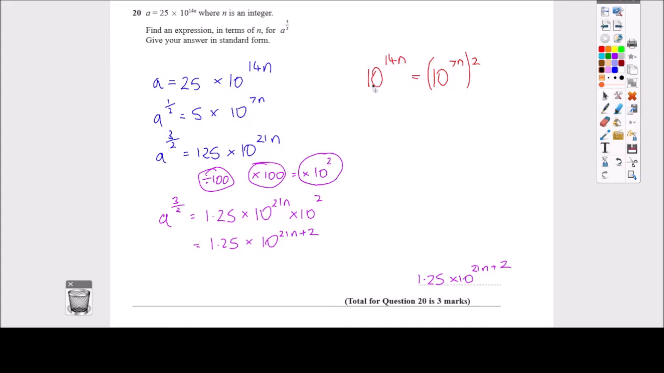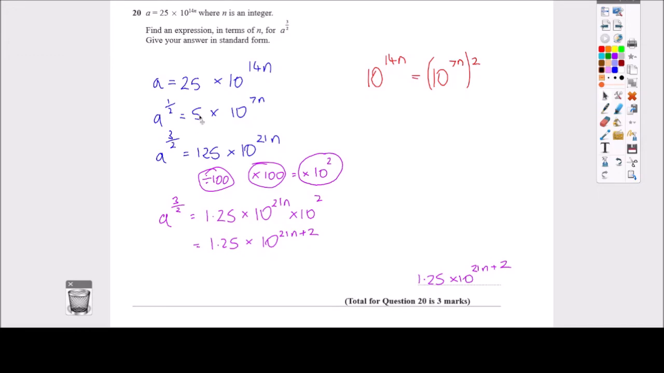Okay, so think about that over here in red. 10 to the 14n could be rewritten as 10 to the 7n in brackets and the 2 outside, because of course, when you've got a power inside and outside the bracket, you multiply them together. So if we're going to square root 10 to the 14n, we just lose the squaring, giving us 10 to the 7n. I think that's quite a big step. Now, once we've got that, we're then cubing that.